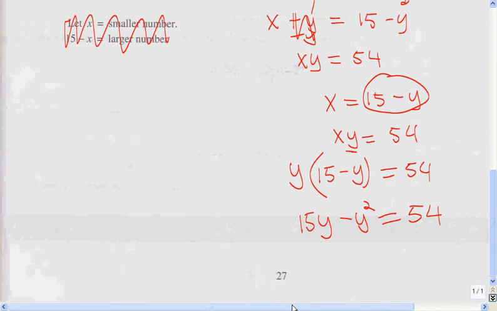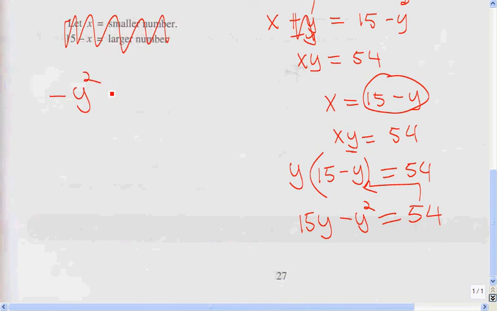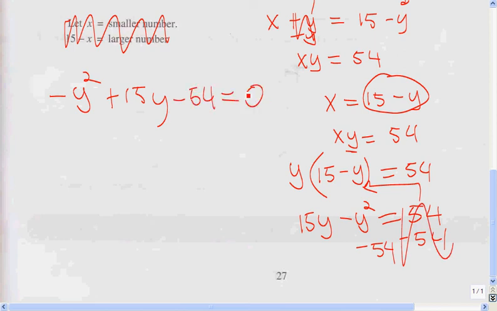From here, we're going to turn it into a quadratic equation. That means that we're going to move everything to one side of the equal sign. So what I'm going to get is a negative y squared, a positive 15y. I'm rearranging the terms so that they're in the order they're supposed to be in. You always write terms in order of the exponent. The larger exponent goes first. And then I'm going to subtract 54 from this side. But what I do to one side, I have to do to the other. So that's how I get a negative 54 over here. Equals 0 because 54 minus 54 equals 0.